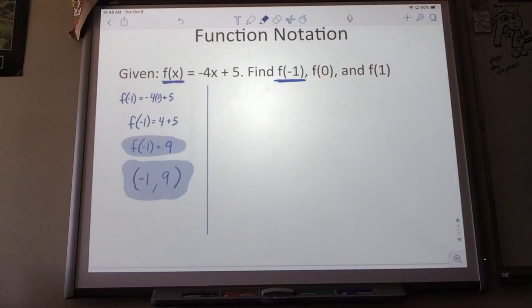So same thing for those last 2. You just plug in the number that it gives you. Okay, do those last 2, and we're done. Okay? So the next one should look like this. F of 0 equals negative 4 times 0 plus 5. So that's f of 0 equals 5. So 0, comma 5 should be your ordered pair. Ordered pairs have to have parentheses.